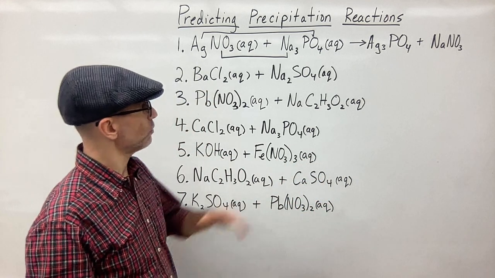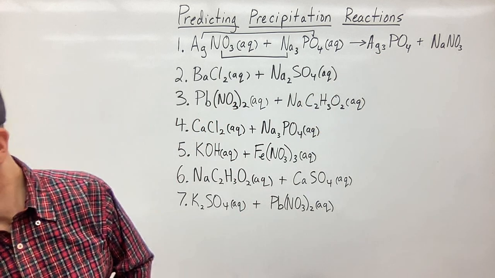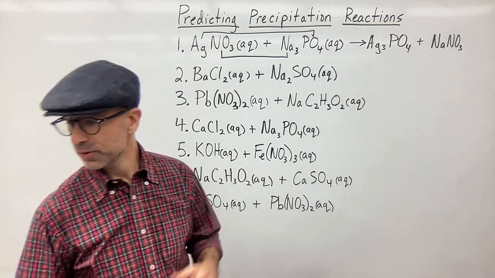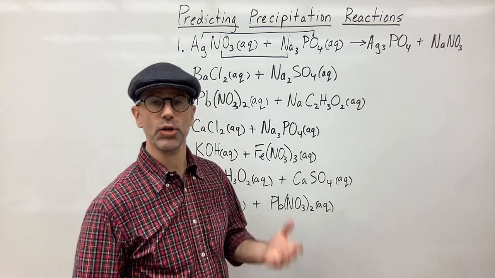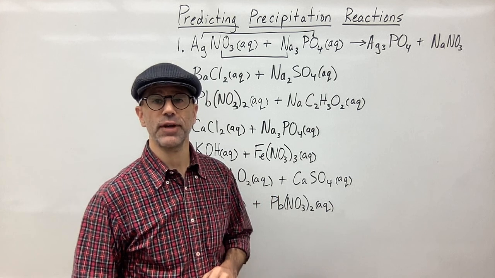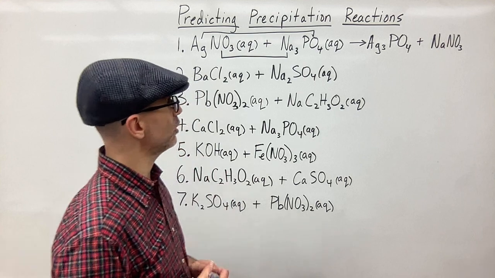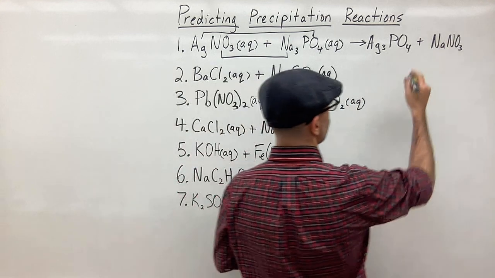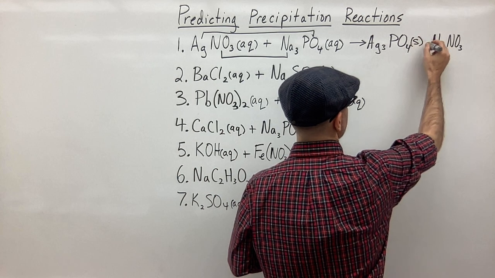Okay, so silver phosphate. Let's look at the rule for phosphates. It says phosphates are generally insoluble except for group 1 and ammonium. If you have a group 1 metal or ammonium with your phosphate, then it's going to be soluble. Otherwise, it's going to be insoluble. So this is silver. So silver is not in those categories. So this is going to be solid.